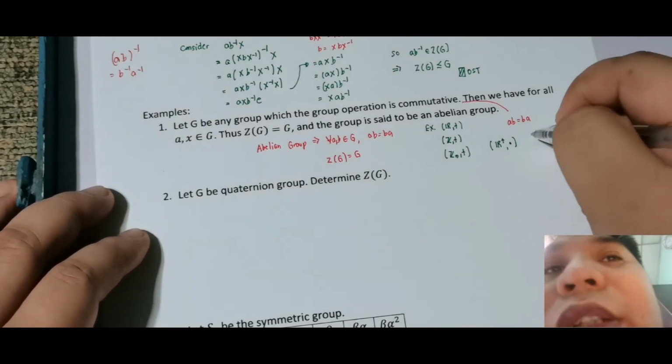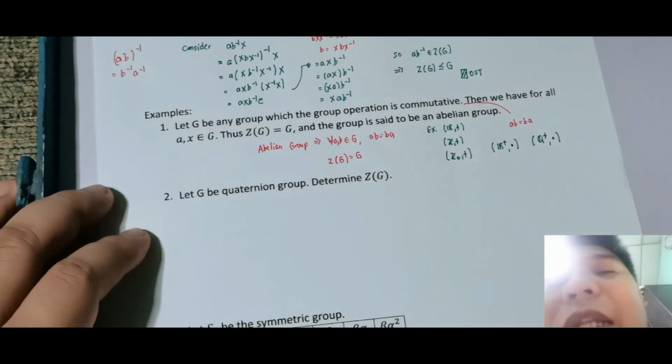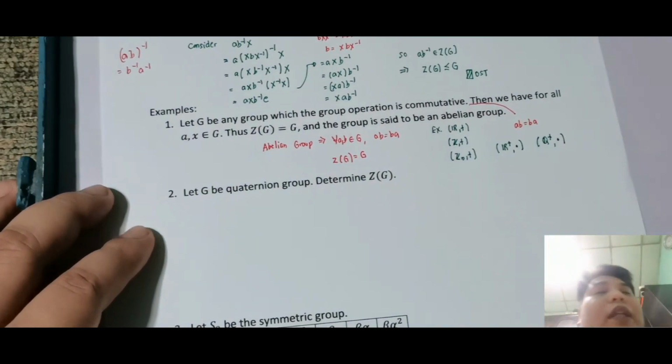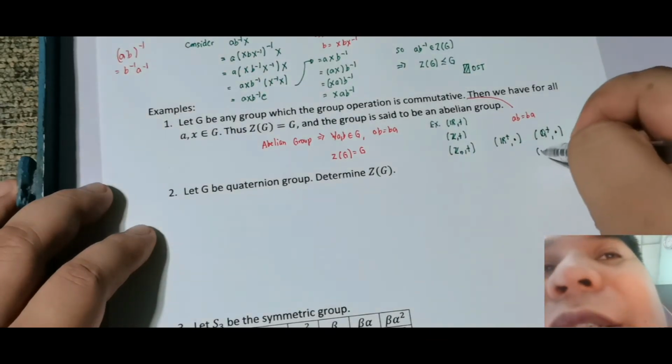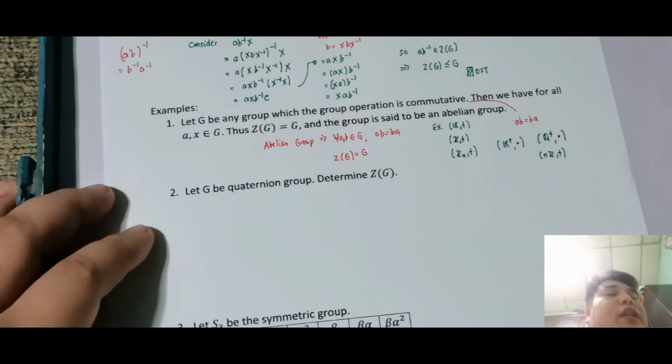Siyempre, extend natin, no? Si Q plus, abelian din yan. Okay, so tandaan na. So, si NZ plus, abelian din yan. Okay, yan yung mga example na abelian group.